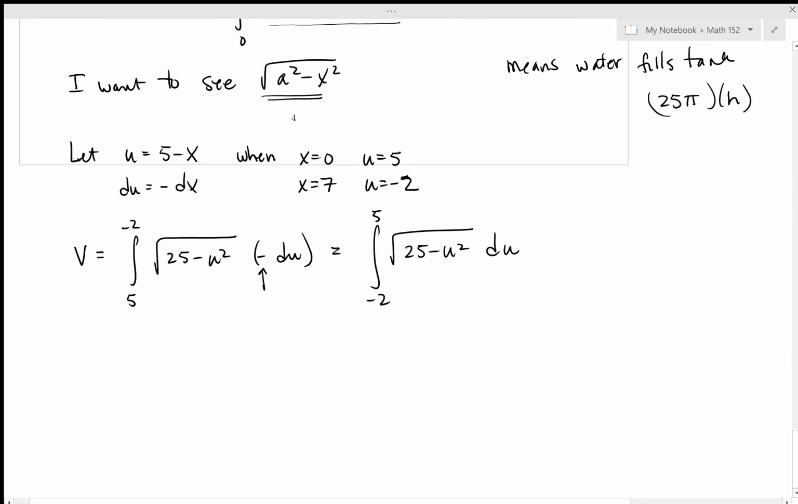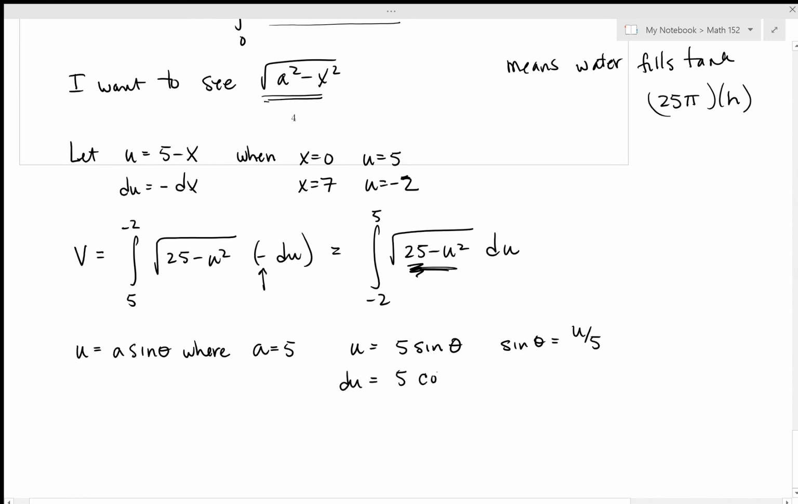Okay, there we go. Now it is of the form a squared minus u squared, right here. So then I go and make my inverse trig substitution. That is going to be u equals a sine theta, where a in this case is 5, because 5 is the square root of 25. So u is equal to 5 sine theta. And that means, of course, sine theta is u over 5, and du will be 5 cos theta d theta.